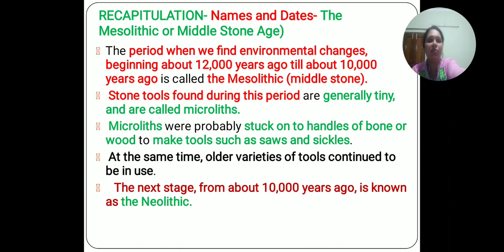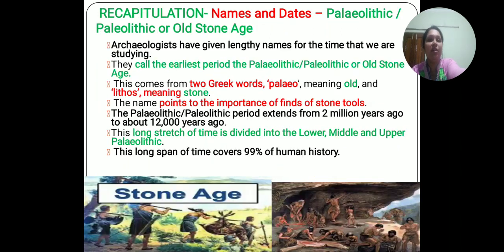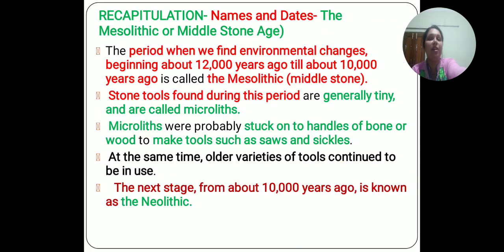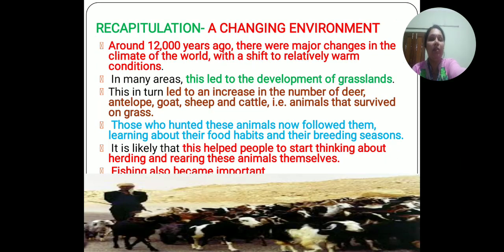The next stage from about 10,000 years ago is known as Neolithic. After 10,000 years ago, there was a period known as the Neolithic stage, and before that was the Upper Paleolithic stage. We will discuss this later in this chapter.